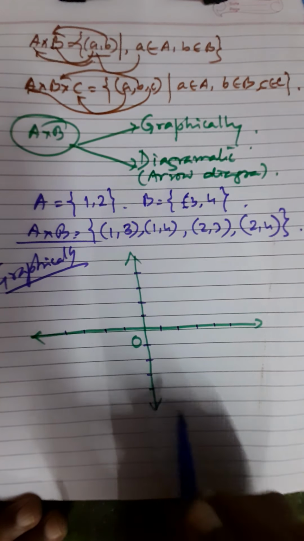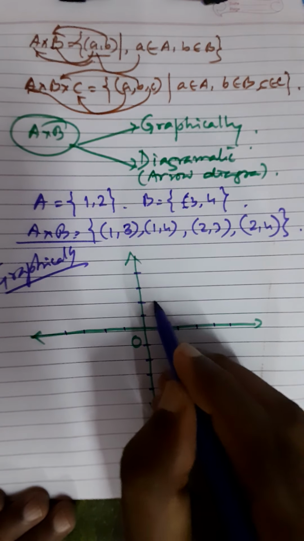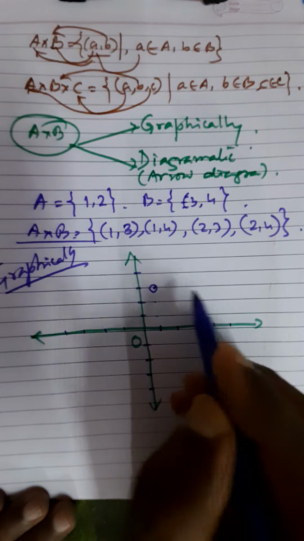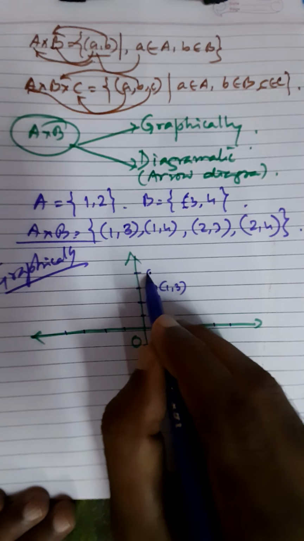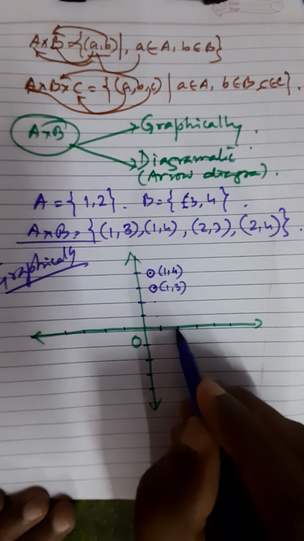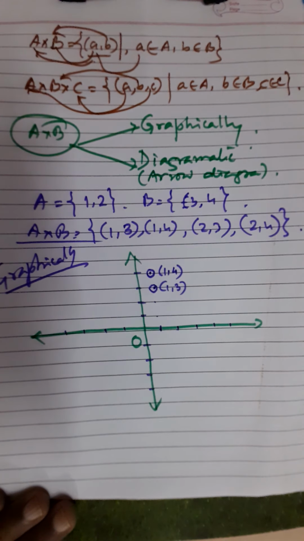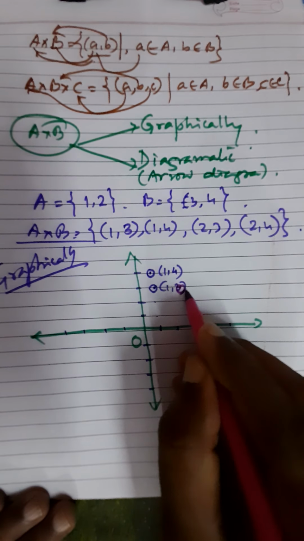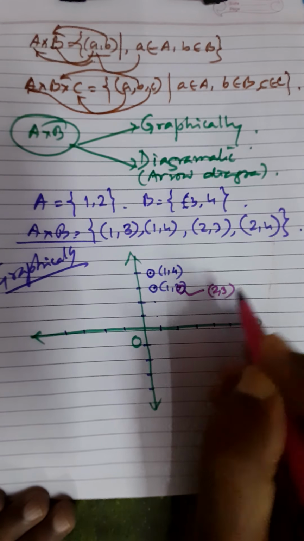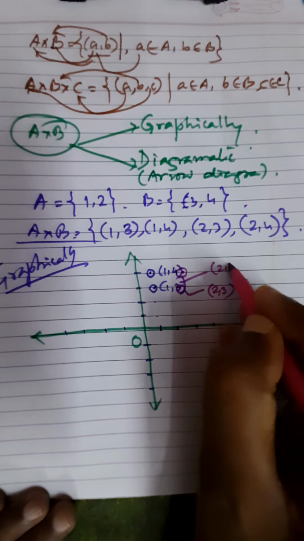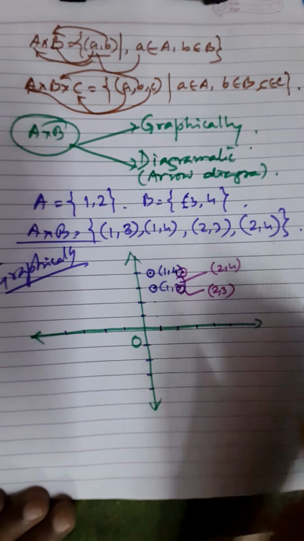So (1, 3): this is 1, and 3, 1 2 3, this point is (1, 3). Next is (1, 4): this is 1, and this point is (1, 4). Next is (2, 3): 1, 2, and 3, this point is (2, 3). Next is (2, 4), this point is (2, 4). So in this way we plot graphically. Okay.